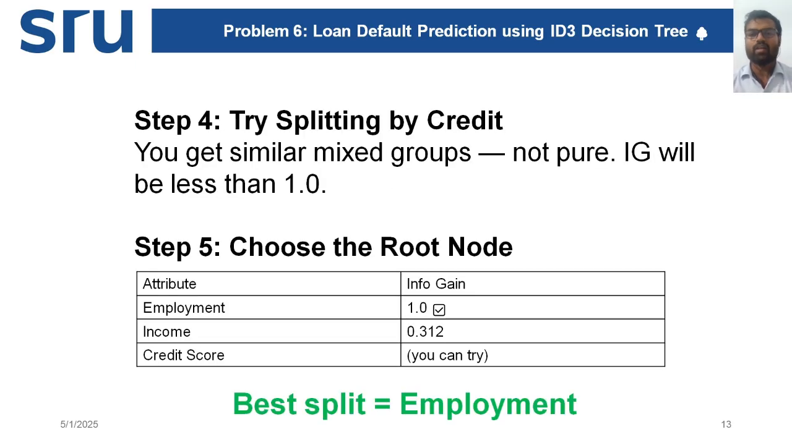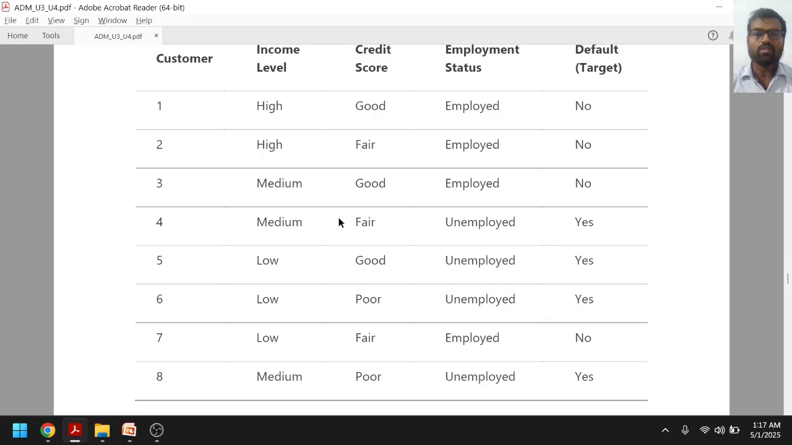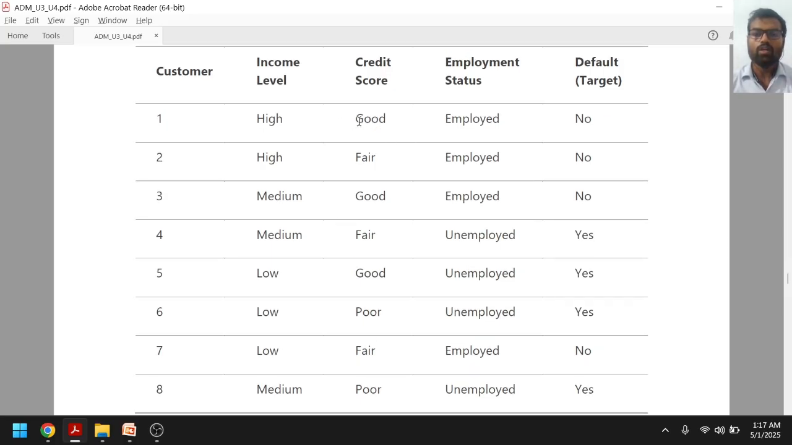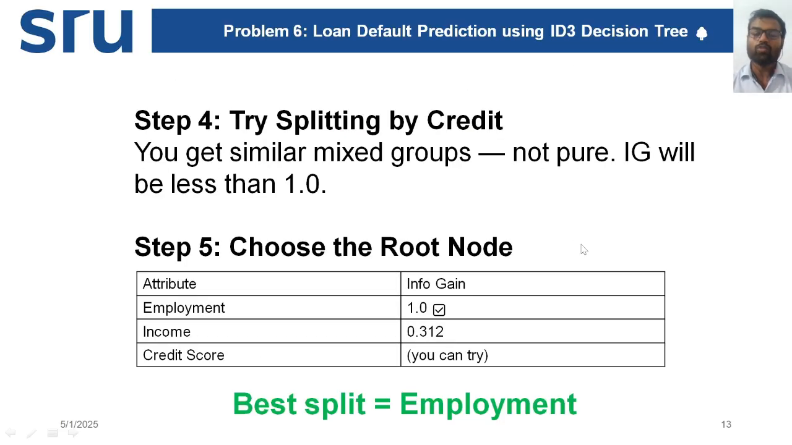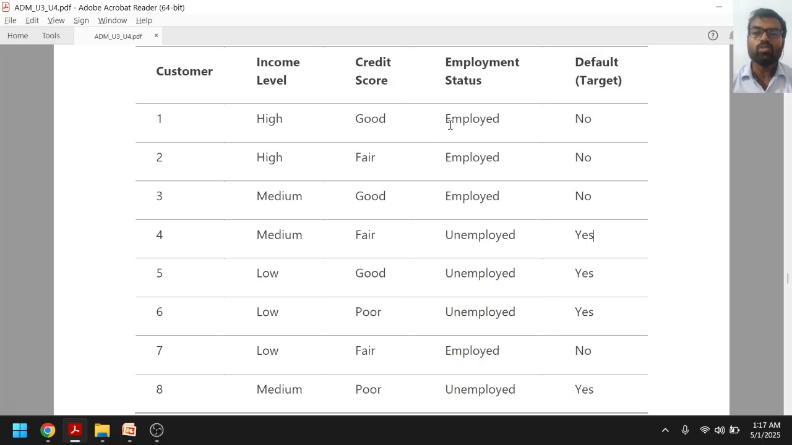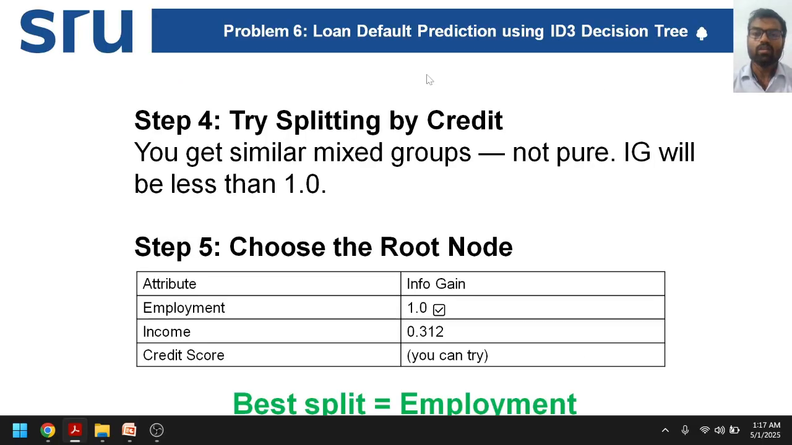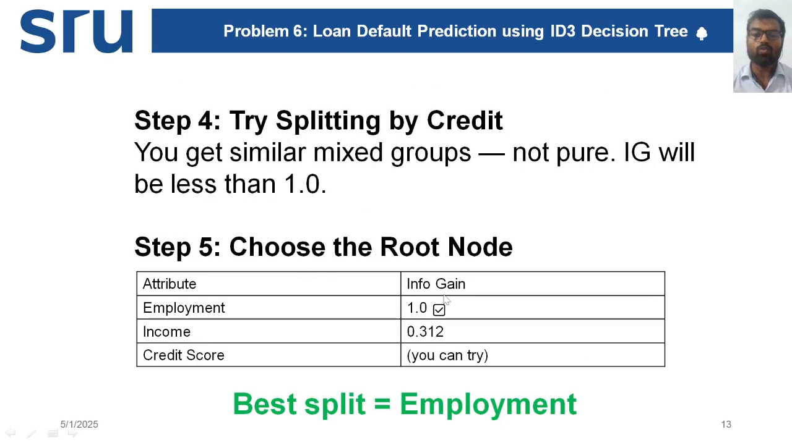So splitting on credit, you can do that also. So where is the credit? Again look, good, good no, good no. Where is the good? That's it. Good is pure. Fair, fair no, fair yes. Again it is totally impure. You get my point. So based on these three, which one is good? Employment status is good. So directly we write: choose the root node as best split equal to employment.